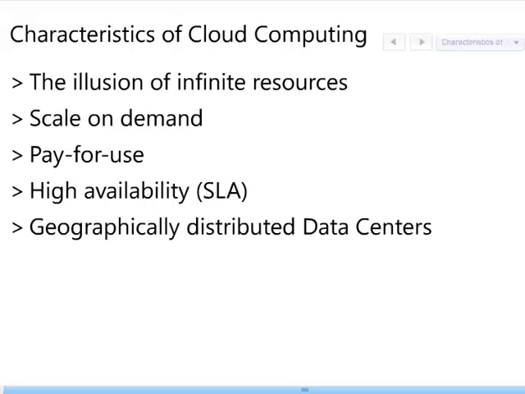So let's look at various characteristics of cloud computing. The first one is the illusion of infinite resources. Why we included illusion here is because there will always be a limit that you must keep in mind. Nothing is infinite when it comes to resources. So everything has a limit, and that's why it creates an illusion.